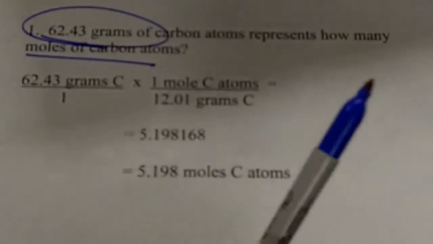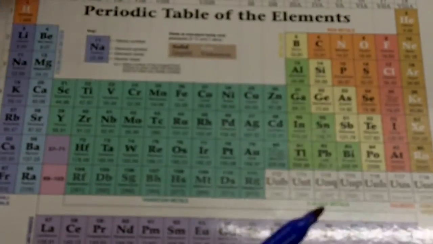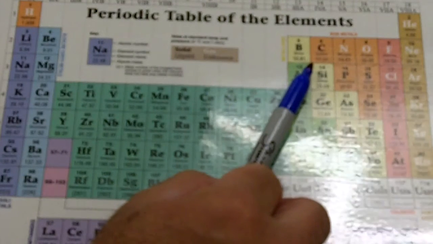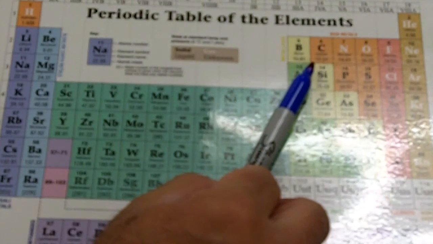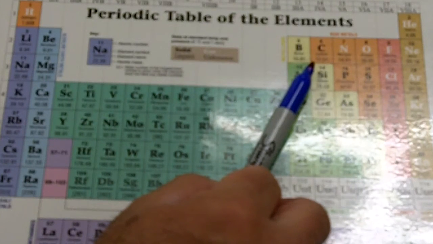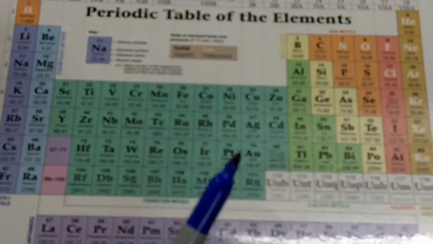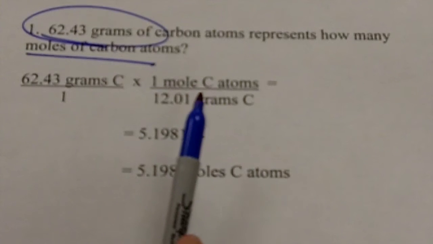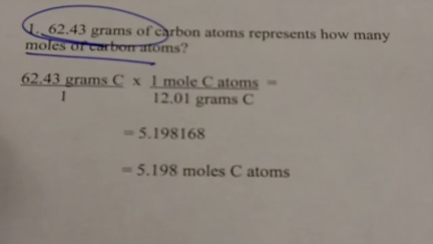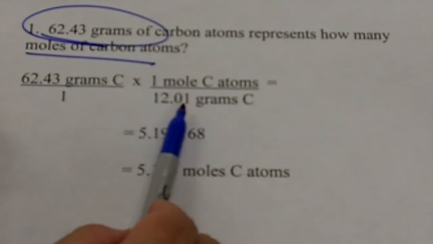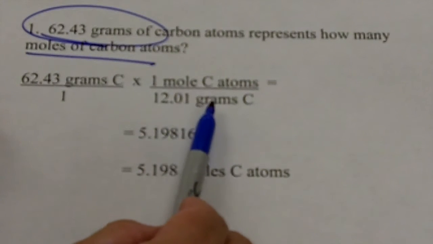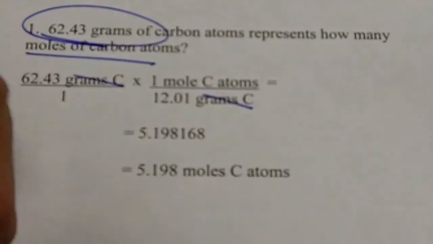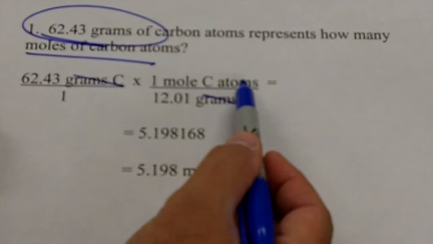Because written on the periodic table is the information that tells us what 1 mole of any element weighs, including carbon. And when I look at element number 6, carbon, I can see that 1 mole of carbon weighs 12.01 grams. 12.01 grams is the mass of 1 mole of carbon. If I was holding 1 mole of carbon in my hand, that's how much it would weigh. So now what we've got is the conversion factor. We now know that 12.01 grams is the equivalent of 1 mole of carbon atoms. Now let me cancel grams of carbon, and I'm left with moles of carbon atoms. That's exactly what I want.